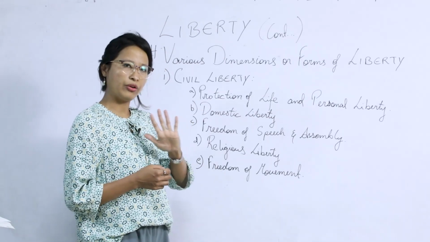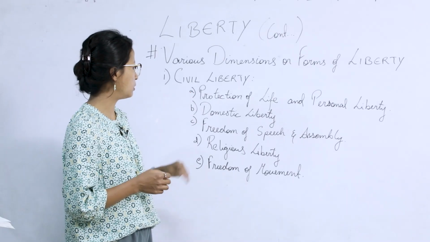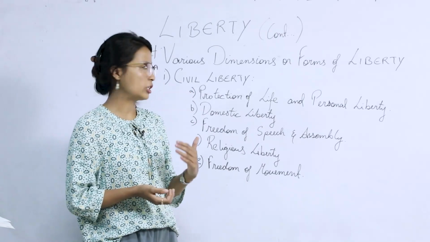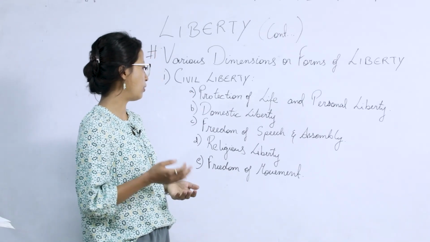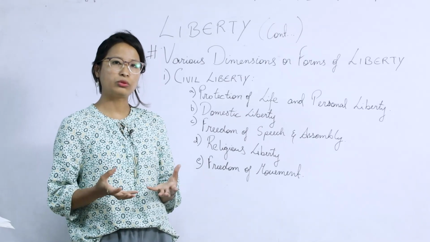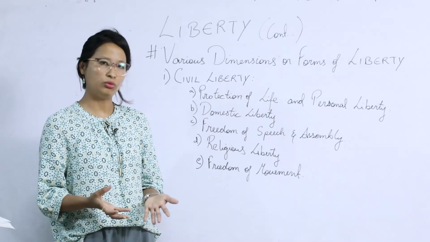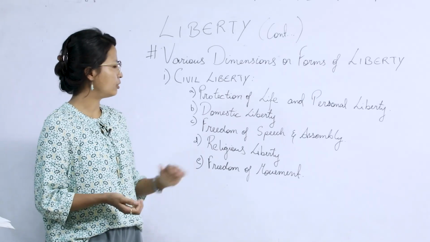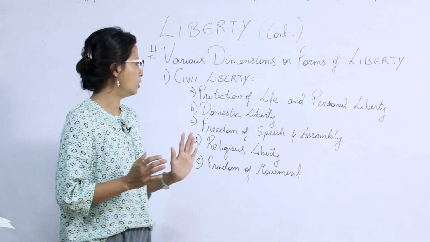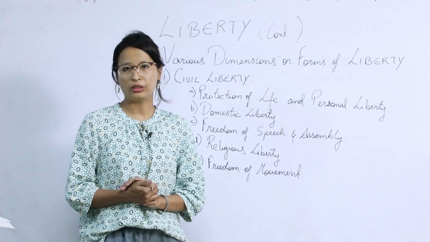Now, the first one, civil liberty. Under civil liberty, we have five broad points. I've written on the board: protection of life and personal liberty, domestic liberty, freedom of speech and assembly, religious liberty, and lastly, freedom of movement. So let's talk about the first one, protection of life and personal liberty.